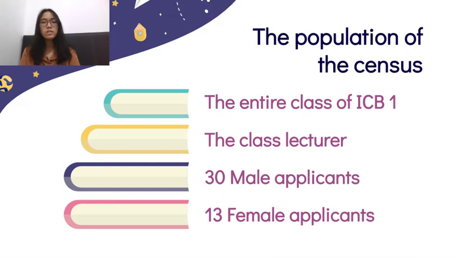And then next, the population of the census. It was done by the entire class of ICB B01, which is 30 male applicants and 13 female applicants, and also by the class lecturer.